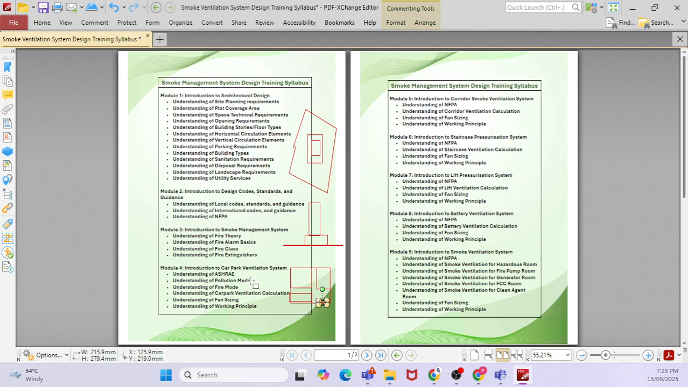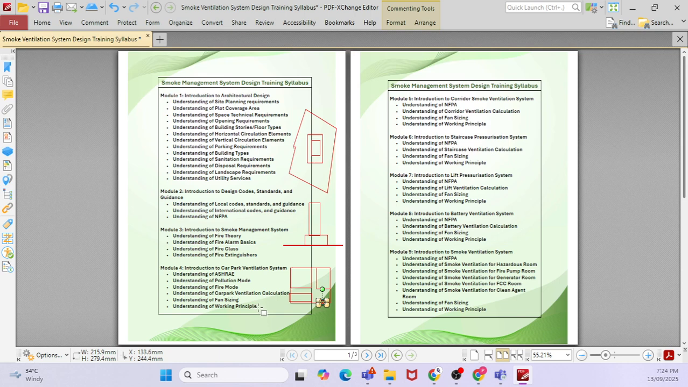Remember, you heard about 3 air change, 6 air change, and 10 air changes, right? So that air change is based on what? We are going to discuss the pollution mode, the fire mode, and the car park ventilation calculation. Based on that, we will do the car park ventilation calculation. Then we will do the fan sizing, and we will also understand the working principle, right?